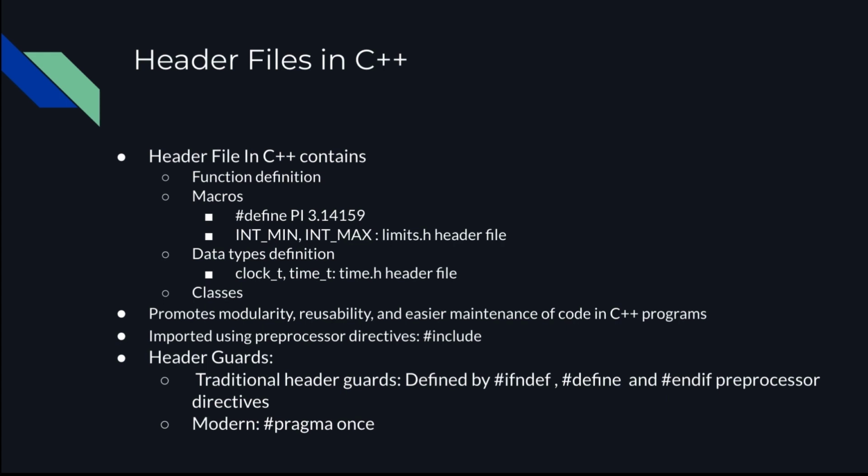In C++, there are some traditional header guards like #ifndef, #define, and #endif. These are the preprocessor directives through which we can implement header guards. There are also many modern compilers which support a non-standard but widely adopted #pragma once directive, which serves as an alternative to traditional header guards.